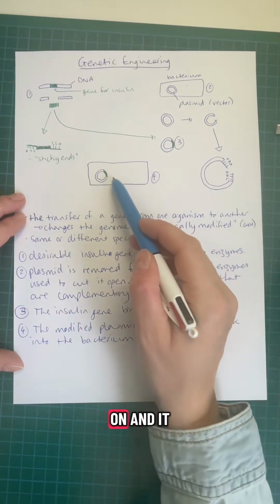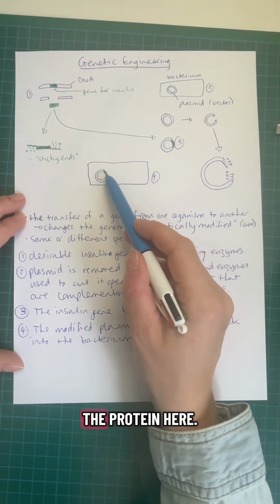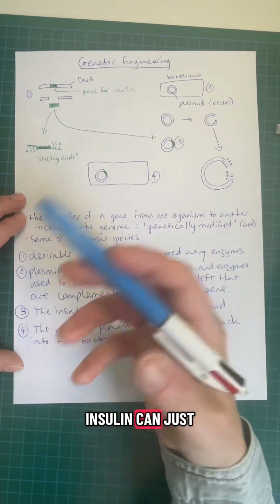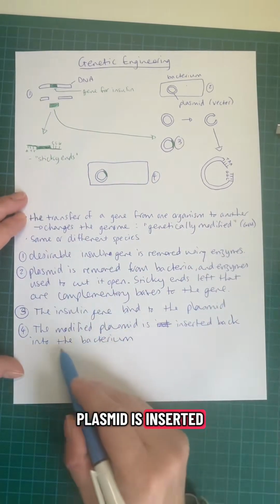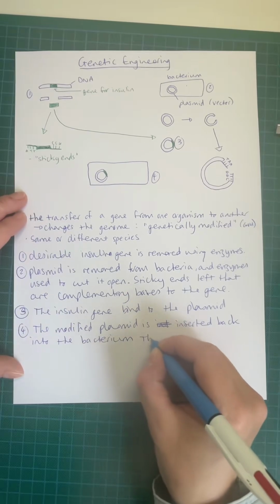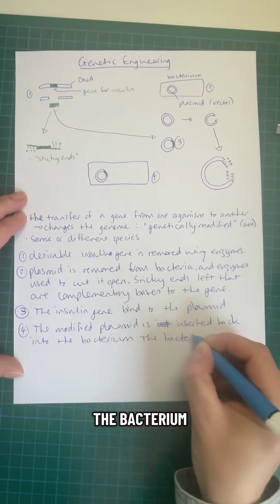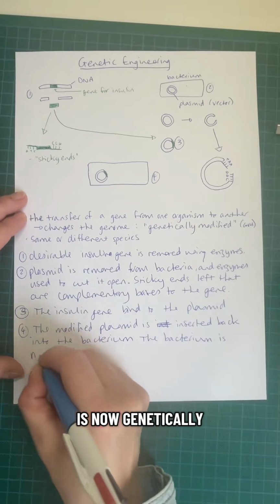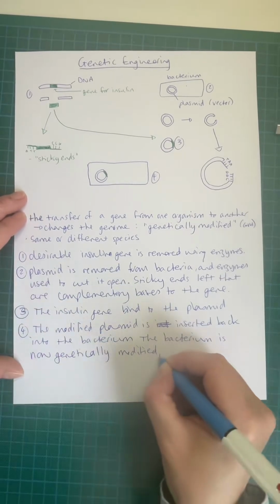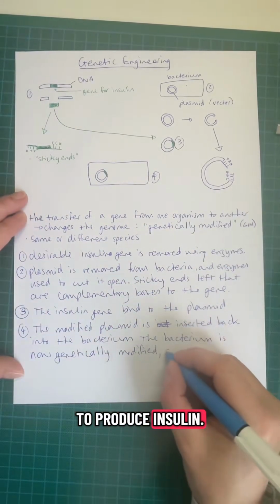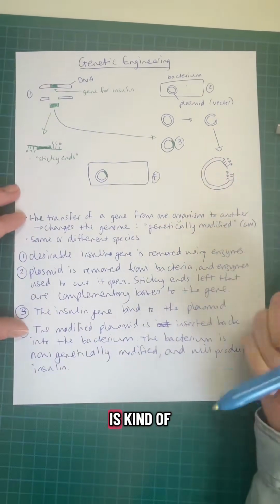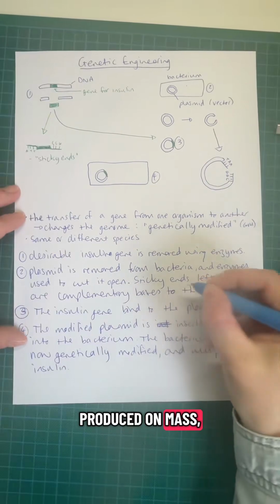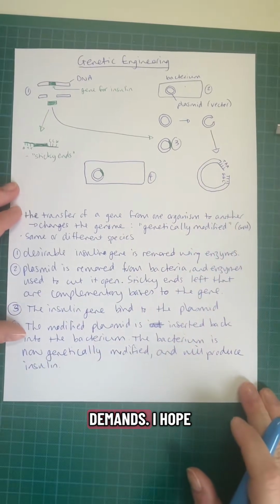It can go on and it will divide. It will produce the protein here. It will produce insulin, and then that insulin can just be harvested by the scientists. So the modified plasmid is inserted back into the bacterium. The bacterium is now genetically modified. It will go on to produce insulin. And that is an overview of how insulin is kind of produced en masse to meet our demands. I hope that helps.